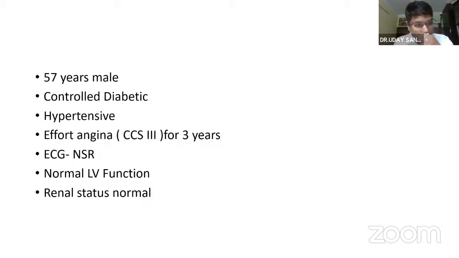My case is a 57-year-old male, quite a bit obese. He is diabetic, but controlled with only one anti-diabetic agent. He is hypertensive, also controlled. He had a history of exertional chest pain for the last 3 years, which has recently increased. His ECG was normal, LV function was normal, and renal status was normal.